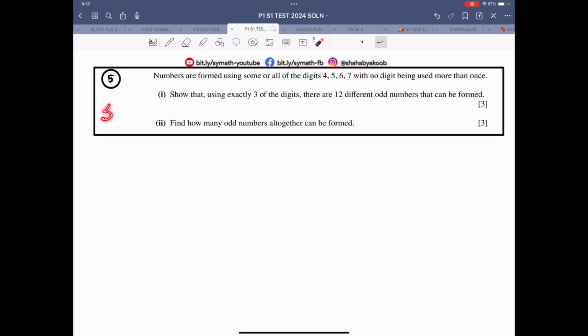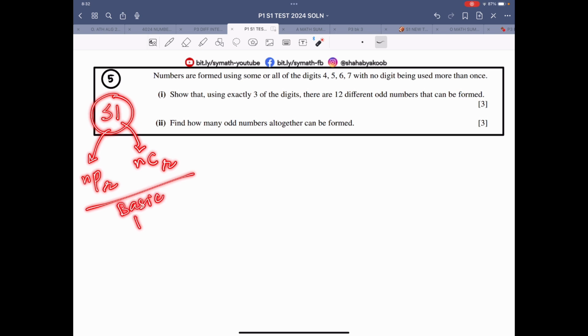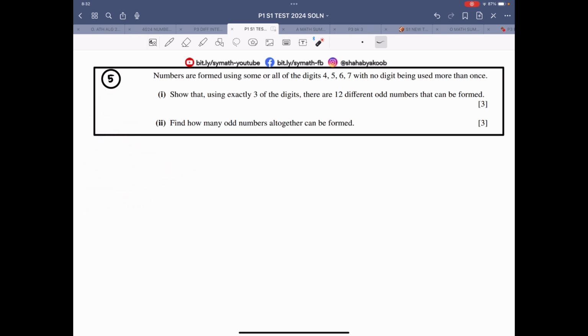Now in this particular video the focus is on S1, it's on permutation in PR, combination in CR and some very basic probability. Now let's look at these questions. Question number 5, let me get my highlighter all ready.